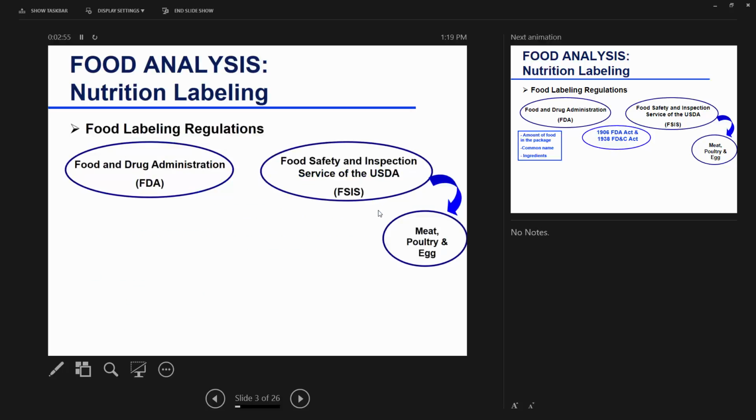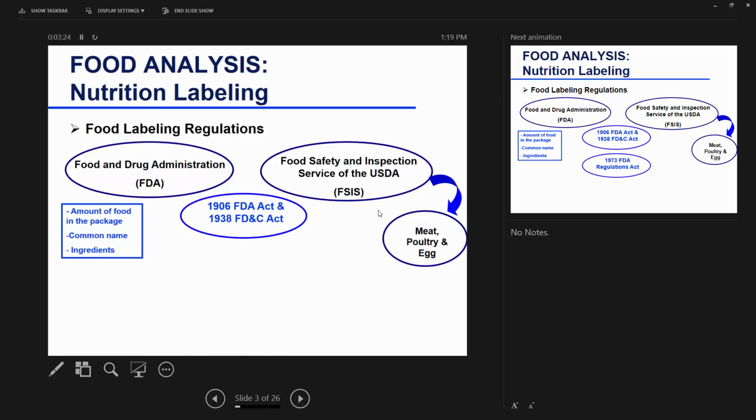All right, so the story about the labeling regulation. You have the FDA, which is the agency that regulates labeling for almost all foods. And then you have the USDA FSIS, which mostly controls the regulations for the labeling of meat, poultry, and egg products. Together, they work to have these regulations.